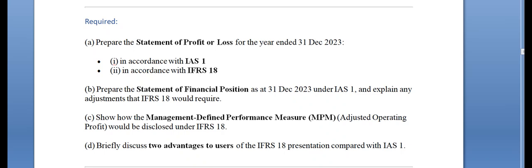And then what are the advantages of IFRS 18 compared with IAS 1? You understand? This is a likely question. This is how likely your question will be formatted and given to you, and that's why I'm bringing this up now. So let's look at it. How do we attempt and how do we deal with this question?